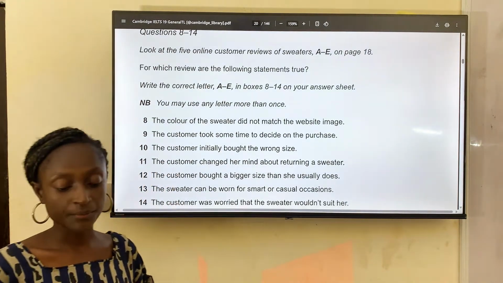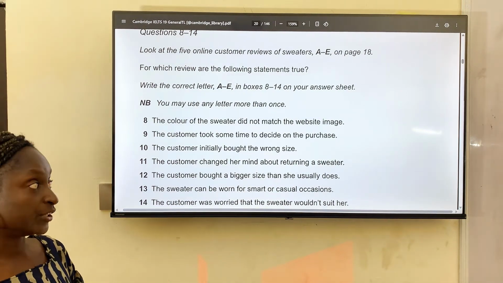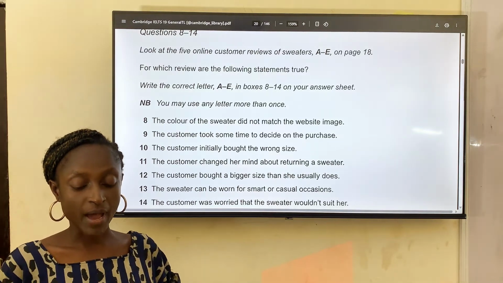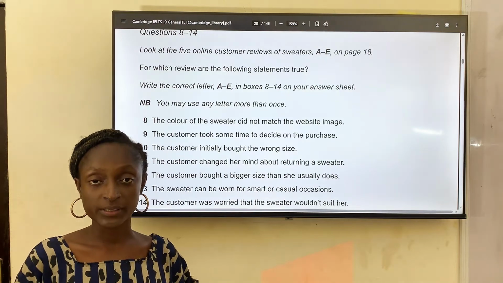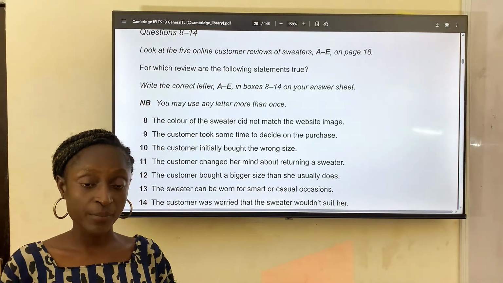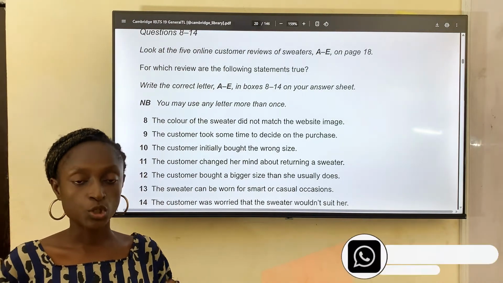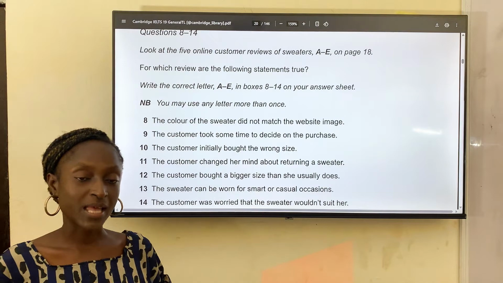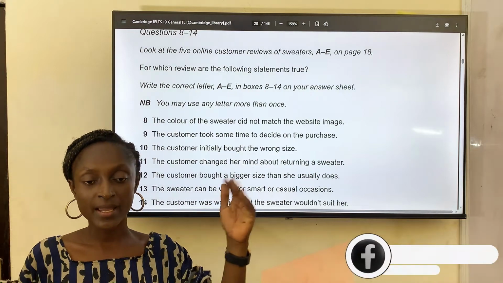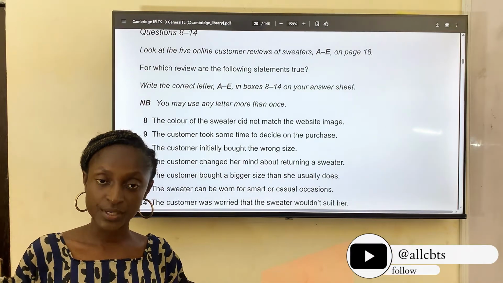Now the question says, look at the 5 online customer reviews of sweaters A to E on page 18. For which review are the following statements true? Write the correct letter A to E in boxes 8 to 14 on your answer sheet. Now, this other instruction is very important. We have notes. You may use any letter more than once. That simply means we can choose any letter between A and E, and can write it twice. So that's the meaning of that instruction. I hope that is clear.